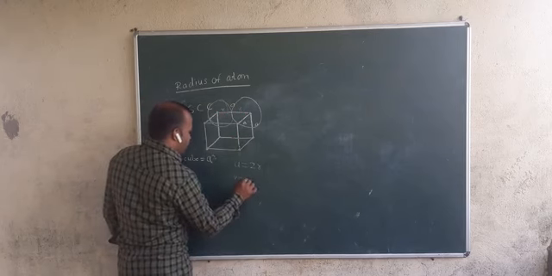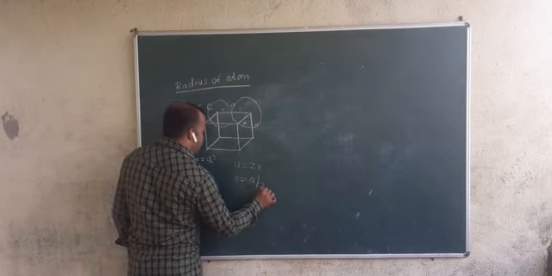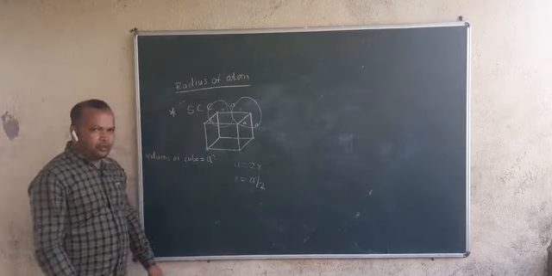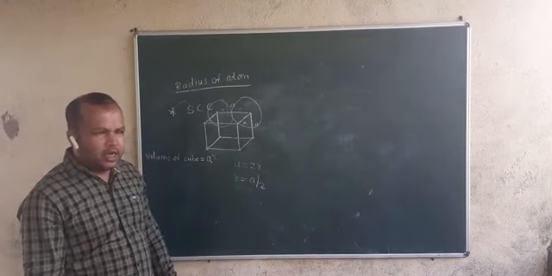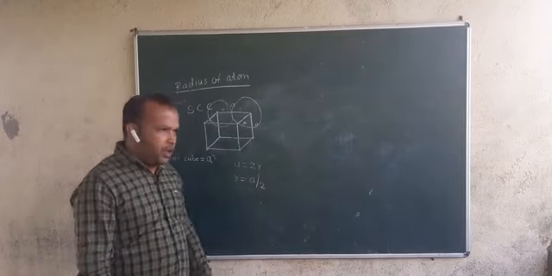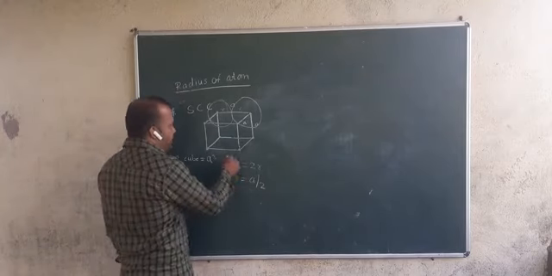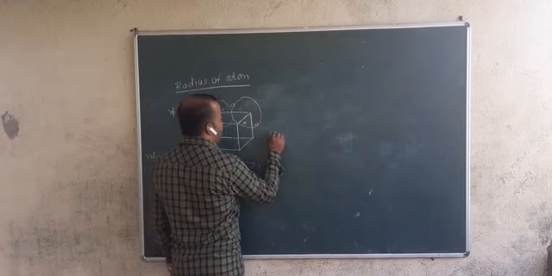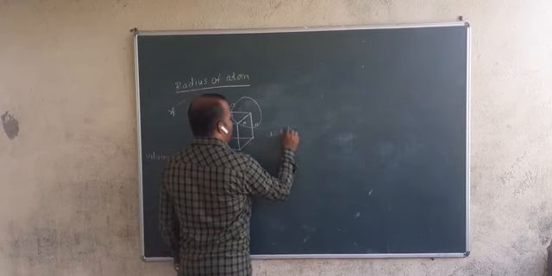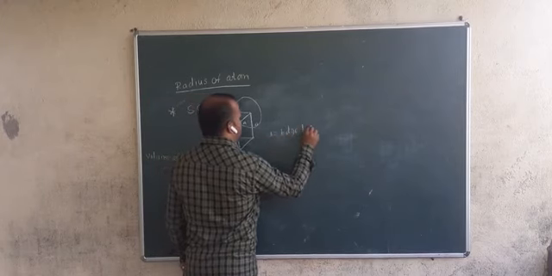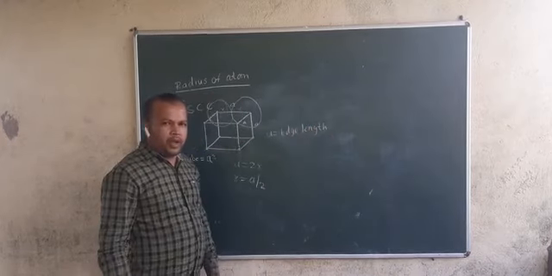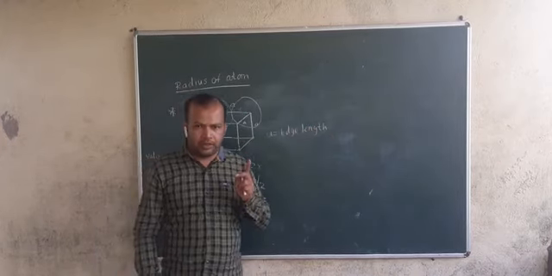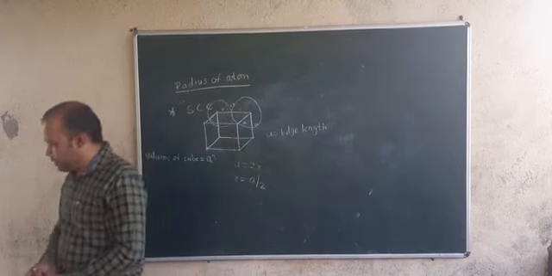So R is equal to A by 2. This is the radius formula for SCC. R is equal to A by 2, where A is the edge length. Did you understand this? Yes.